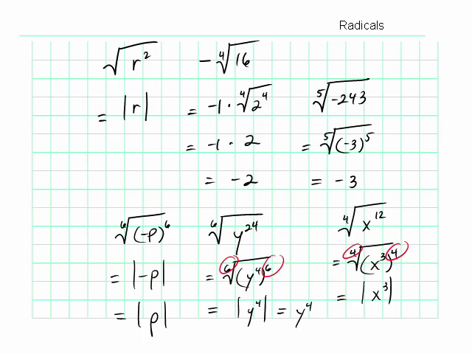Okay, and I believe that ends our first lesson on radicals.